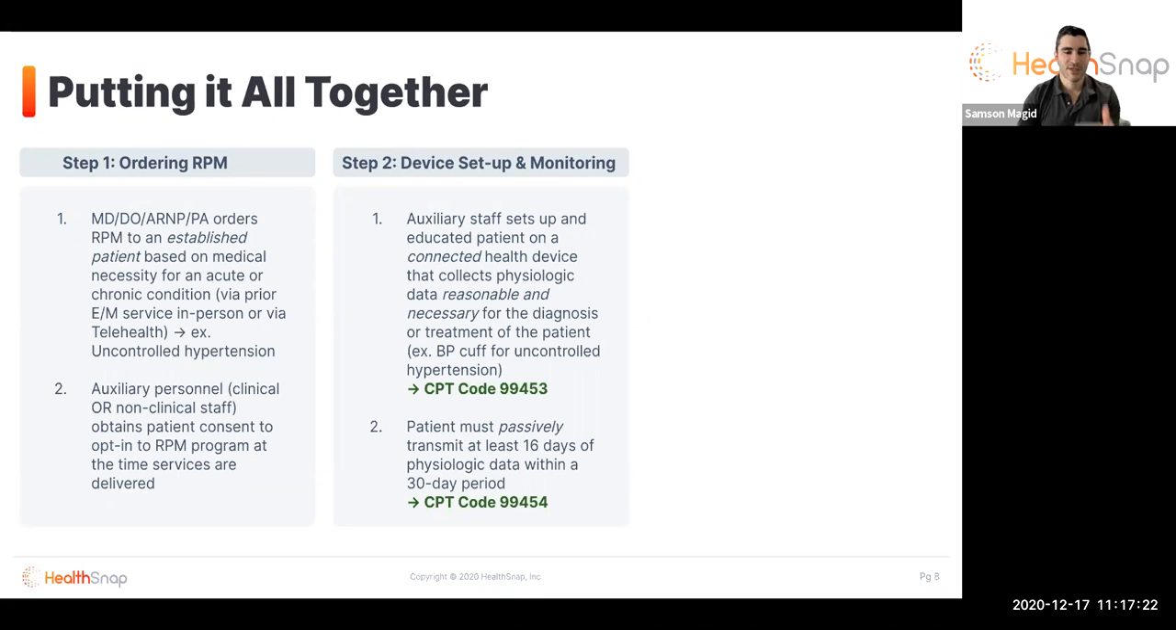And then the step two is the ongoing monitoring. So as that patient takes their blood pressure at home, they must passively, again, they can't take their blood pressure and submit it into an application or a web application. They have to take the reading and it has to passively transmit via Bluetooth, Wi-Fi, or cellular data to the ordering provider's care team at least 16 times within a 30-day period. Once that patient transmits at least 16 days of data, you can now bill for 99454.